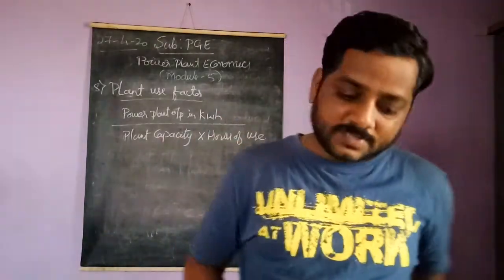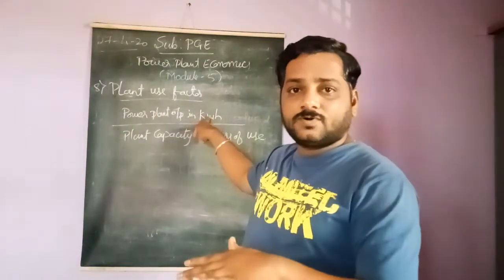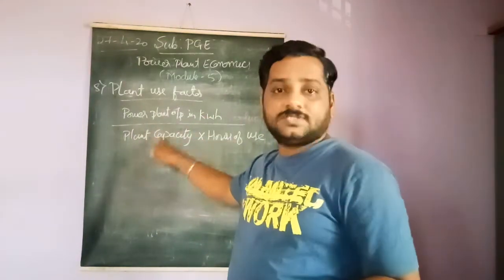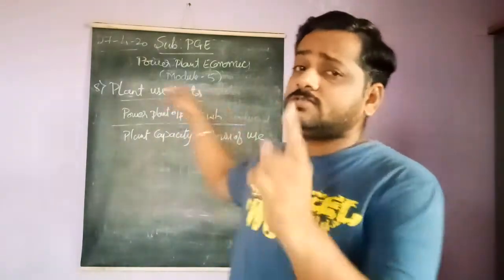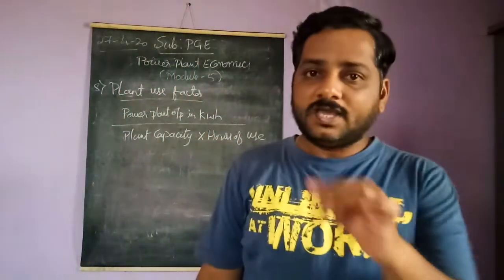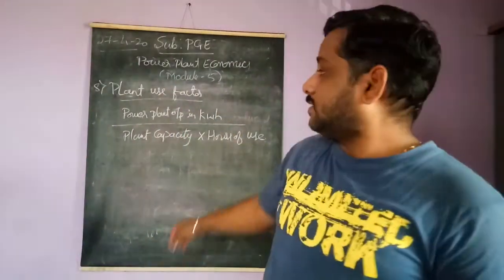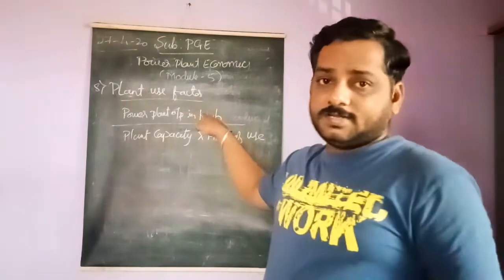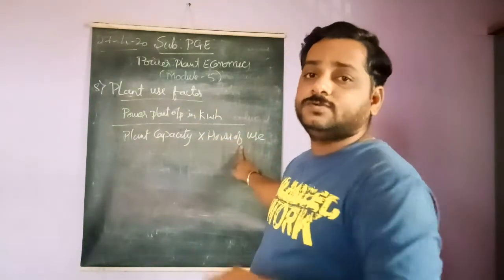Whereas in the previous case, it was the maximum power plant generation, and actual generation divided by plant capacity into 8760. That's what I took for the annual capacity factor. Whereas now for plant use factor, I am not considering the 8760. I am just writing hours of use.